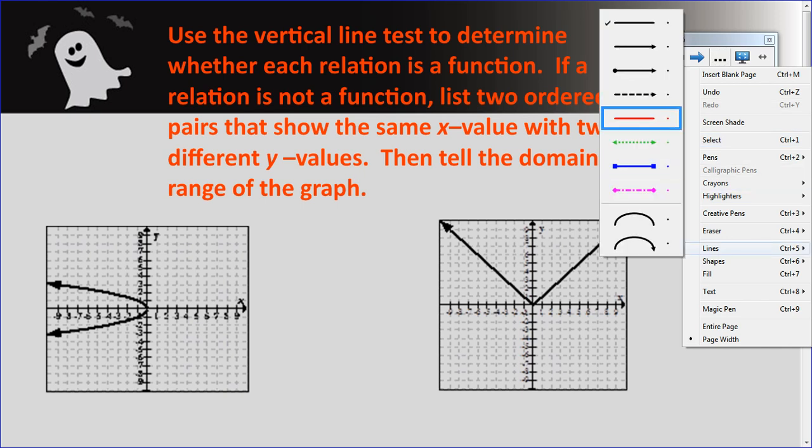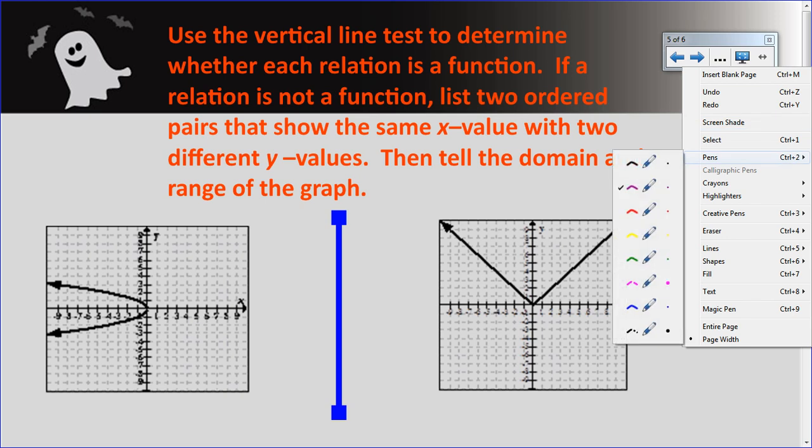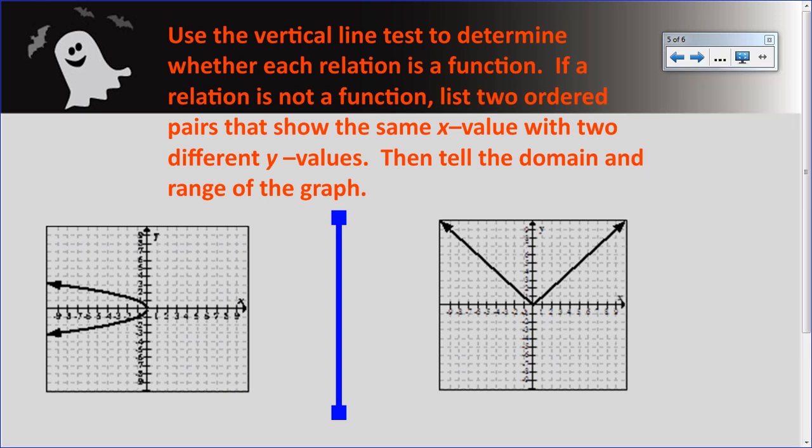So I'm going to make a line here. Okay, I don't want that fat of a line, so hang on just a second and I will get me a line that will work. Okay, so now I have myself a line, and it's a vertical line. It goes straight up and down, and I'm going to use this vertical line to test to see if this is a function. You can use a pencil, or the edge of a sheet of paper, anything that goes straight up and down.